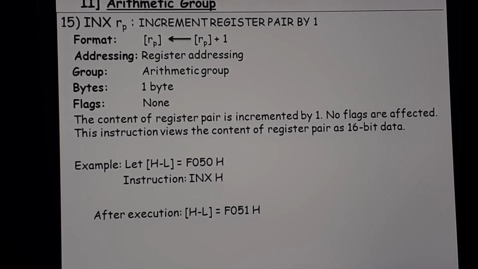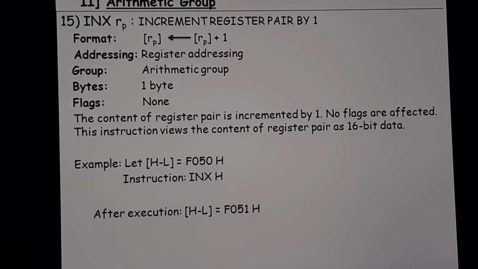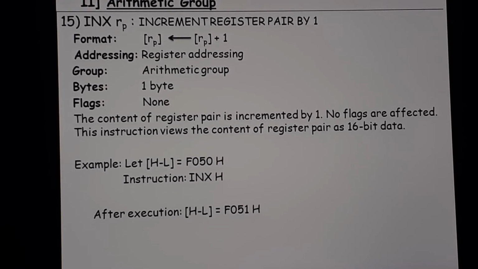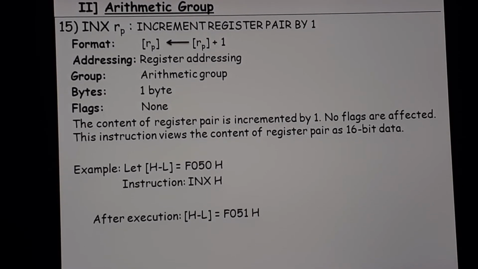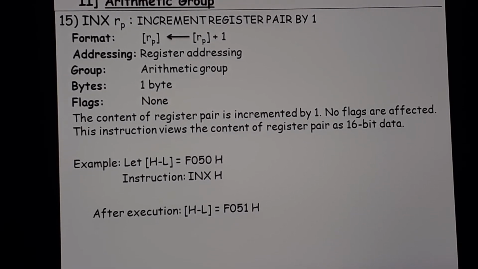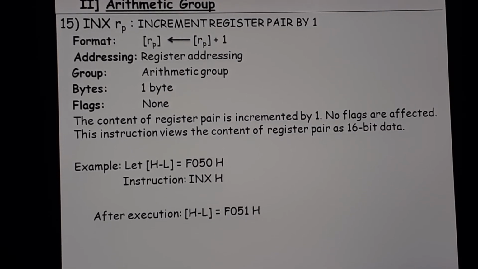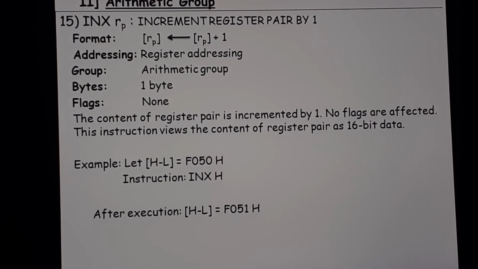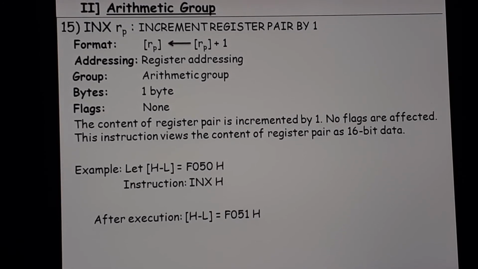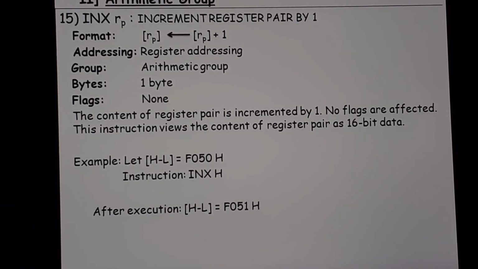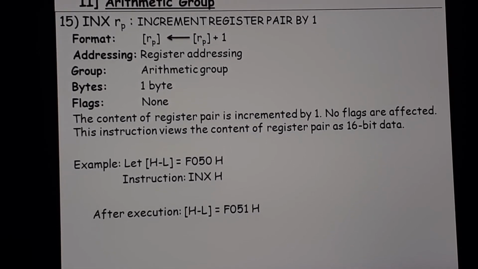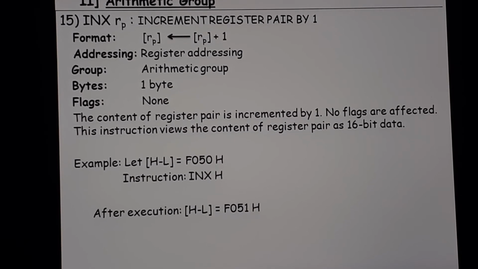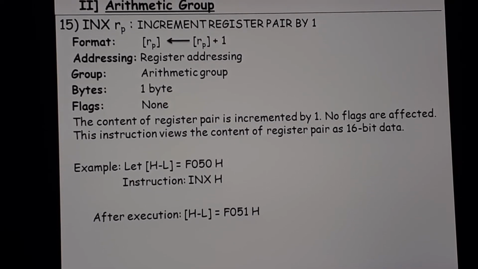INX RP. So how will you write? The format is RP plus 1 and the result goes in RP, the register pair. The register pair will get incremented by 1 and the result will be stored in the register pair itself. The addressing mode is register addressing mode, since there is a register. The group is the same, arithmetic group, bytes is 1 byte, flags affected are none. So how will you explain? The content of the register pair is incremented by 1 and the result is stored in the register pair itself. No flags are affected here. In the register pair incrementation, we do not have any flag which will be affected.